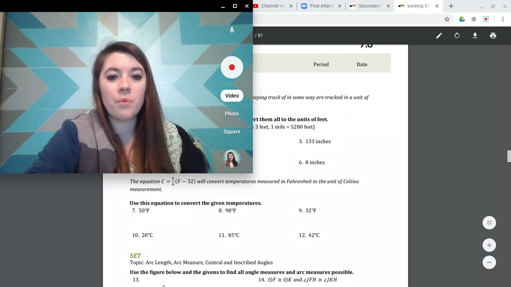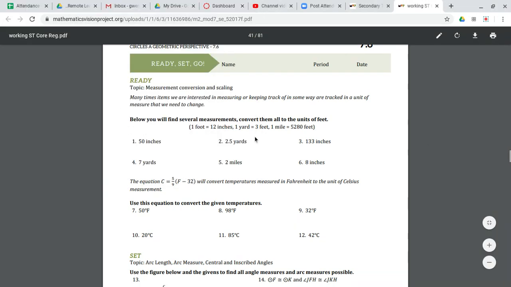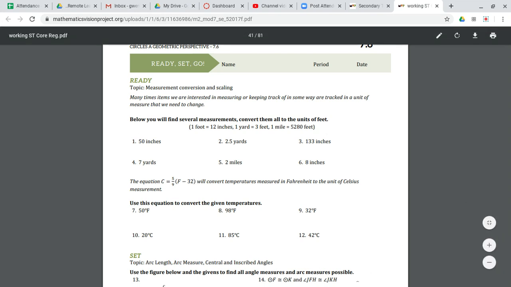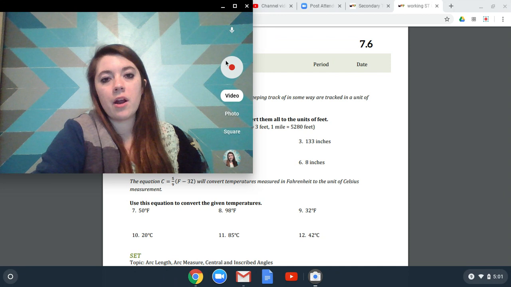We are on 7.6. So looking at this first part, we are looking at measurement conversion and scaling. So below you'll find several measurements, convert them all to the units of feet. So we're converting inches, yards, and miles all into terms of feet. So we have our different conversions here. 1 foot is 12 inches, 1 yard is 3 feet, and 1 mile is 5,280 feet. So we are doing number 1 together.